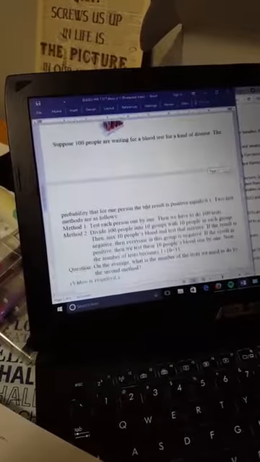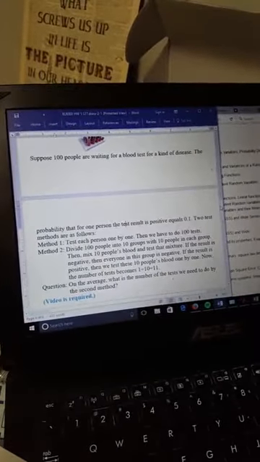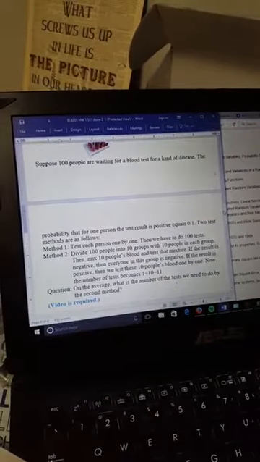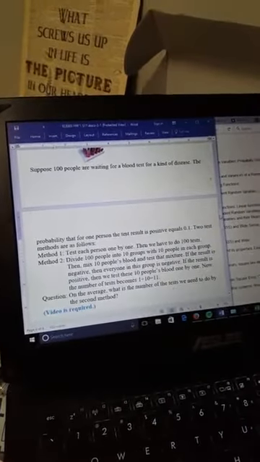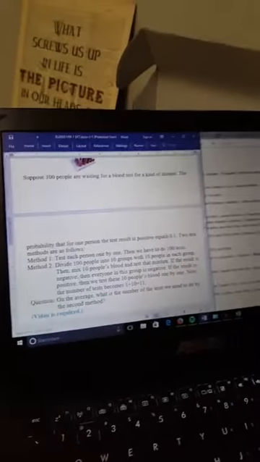That's problem 4, sorry. Suppose 100 people are waiting for a blood test for a kind of disease. The probability that for one person the test result is positive equals 0.1. Two test methods are as follows.